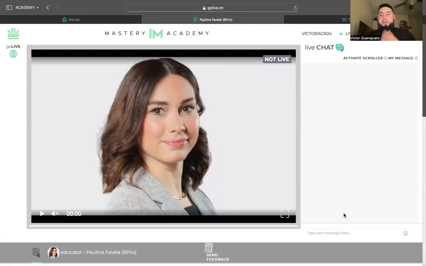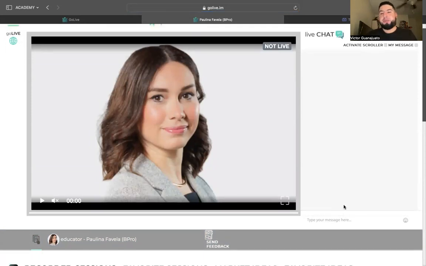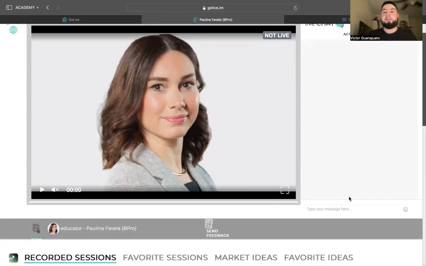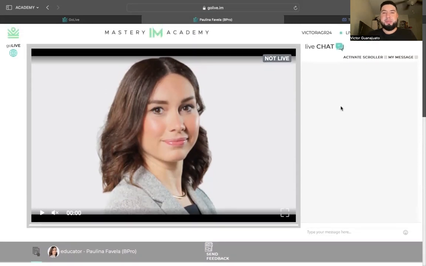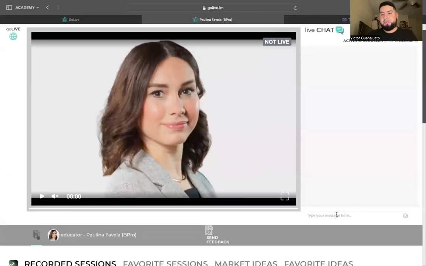Whenever our teacher is gonna send us a trading idea, the message that we're gonna see is basically gonna be in this type of green color that you can see right here. But right now there are no classes, so I'm just gonna type how a trading idea looks for you guys to see.